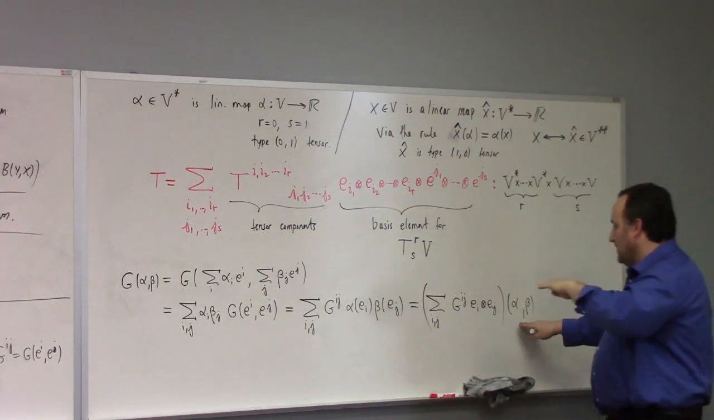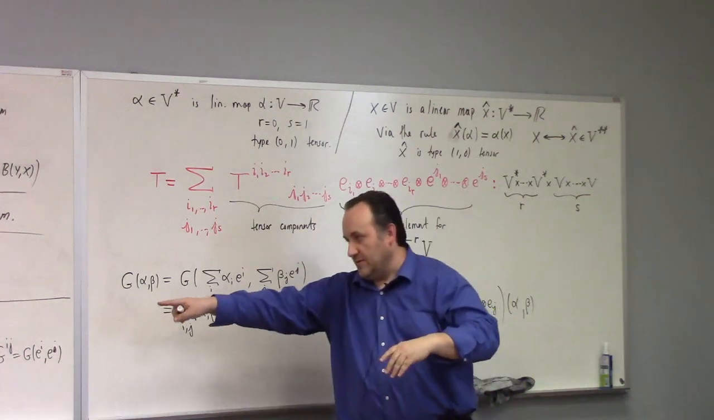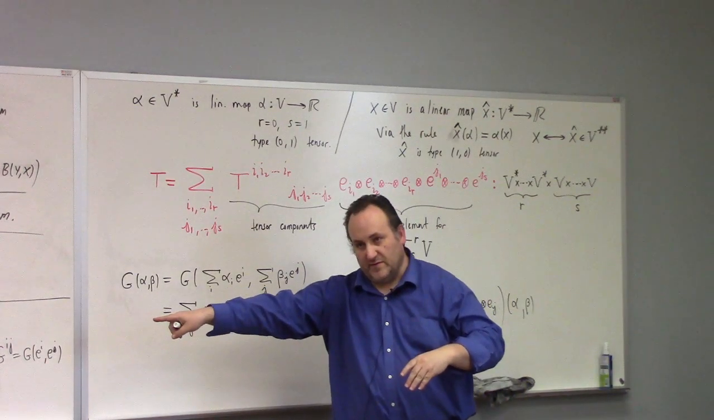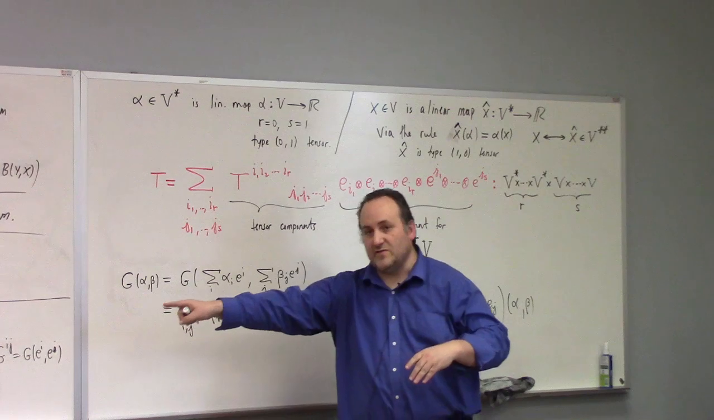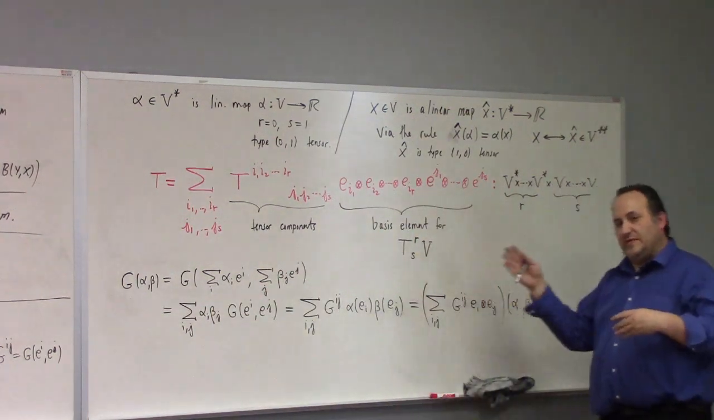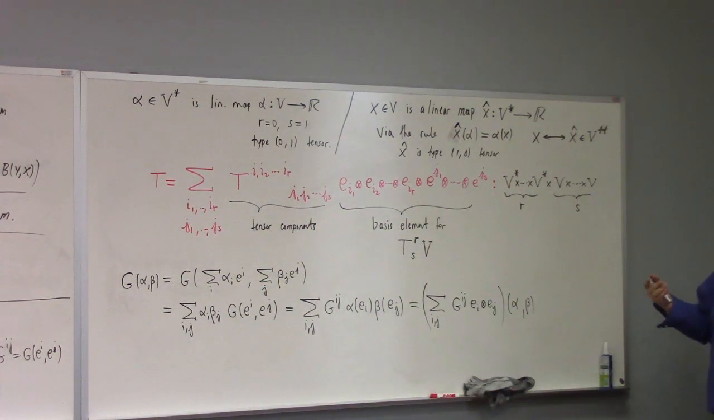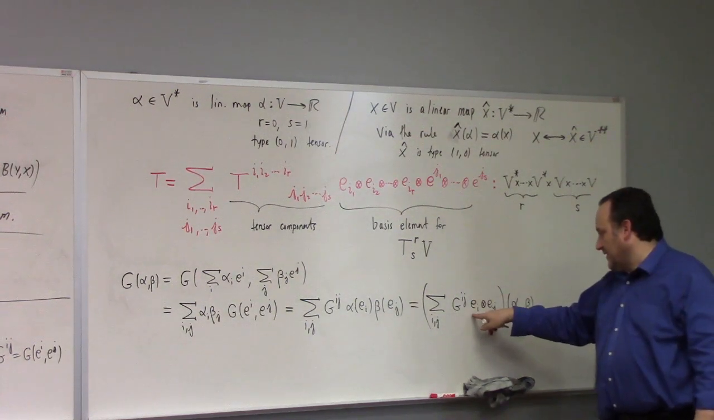Since this is true for all inputs, it follows that my formula over there is a reasonable one. I'm showing I can build the function g from a sum of the tensor products of the vectors here.